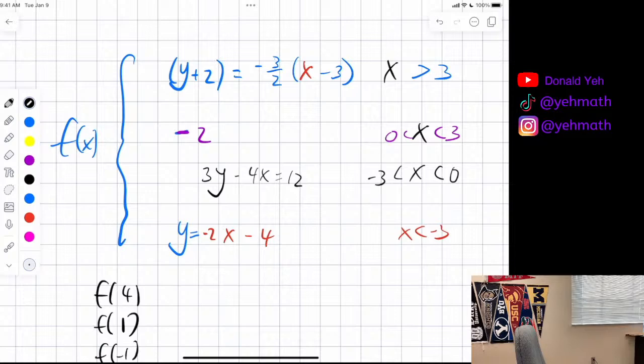-3 over 2. Wait, which one? The last one's -2x minus 4. So that restriction on the graph, x greater than 3, make sure we do that.